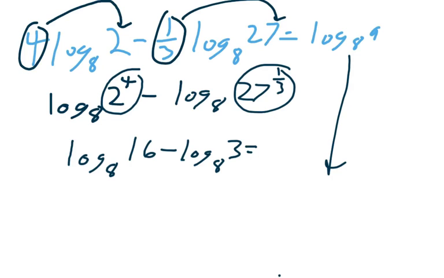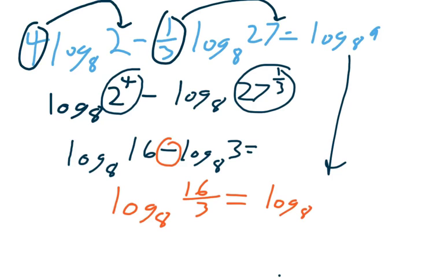This minus sign right here means division. So that's 16 over 3 equals log base 8 of a. Those cancel, and so 16/3 equals a.